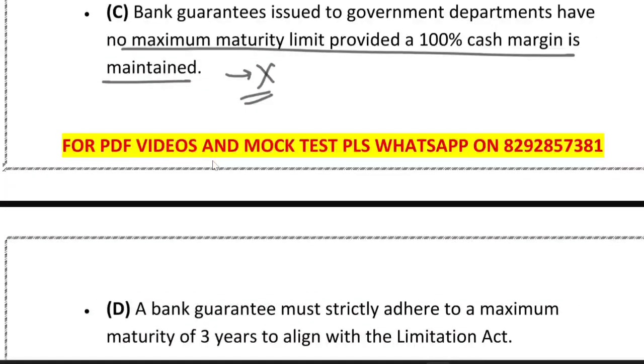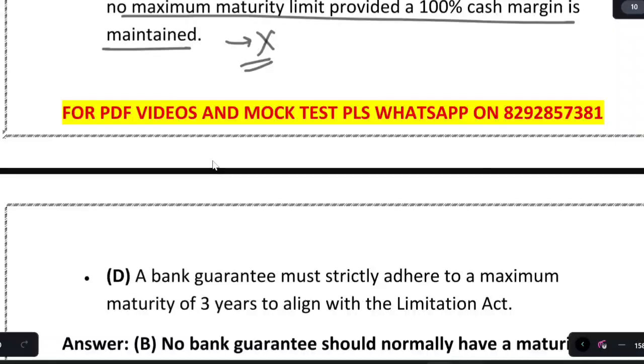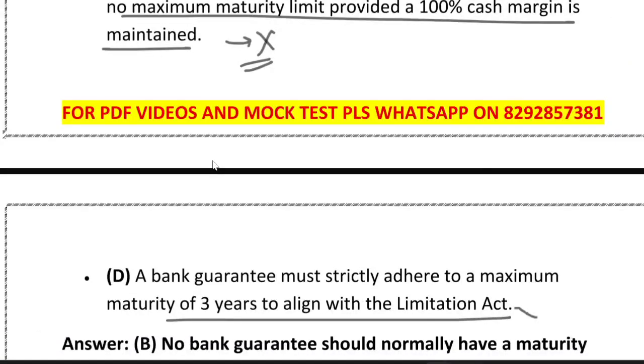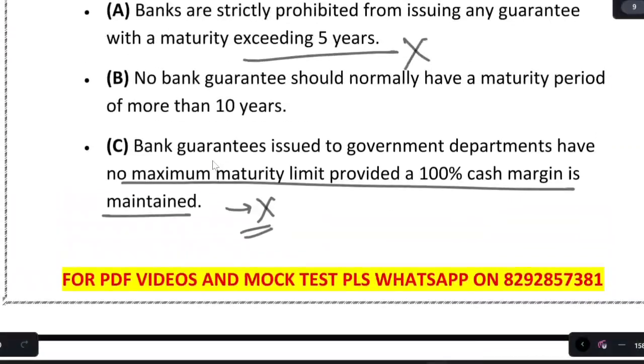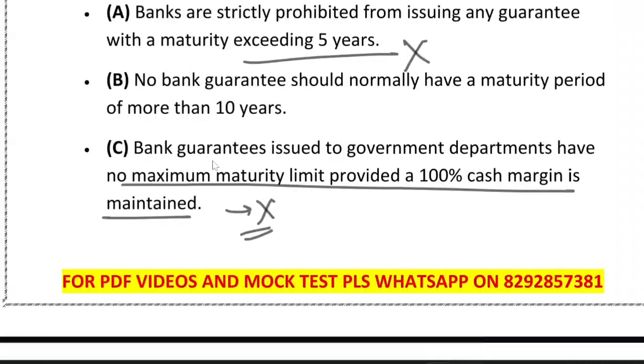Now option D says maximum of 3 years to align with the Limitation Act. Again, this is incorrect. The Limitation Act governs the filing of lawsuits, not the guarantee tenure itself. What about option B? It says that no bank guarantee should normally have a maturity period of more than 10 years. Yes, this is exactly our correct answer.